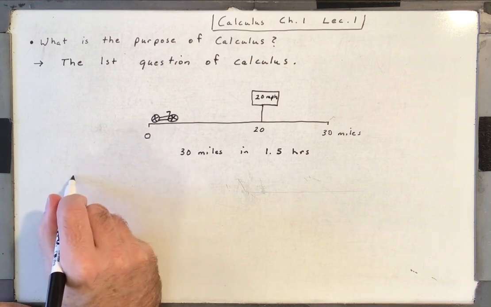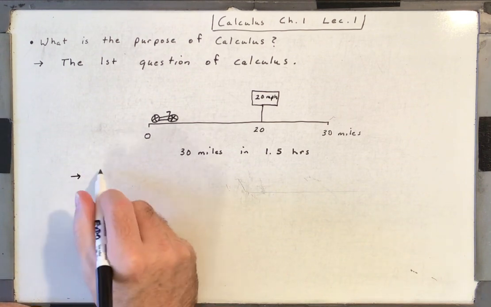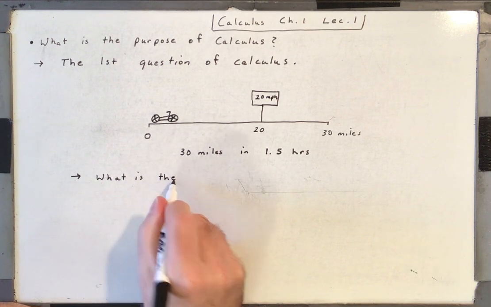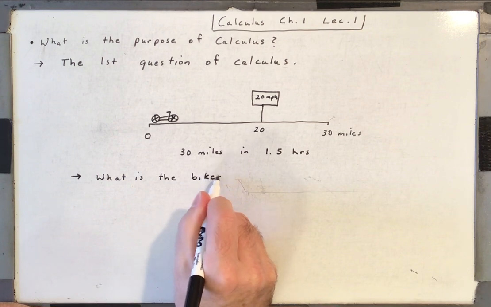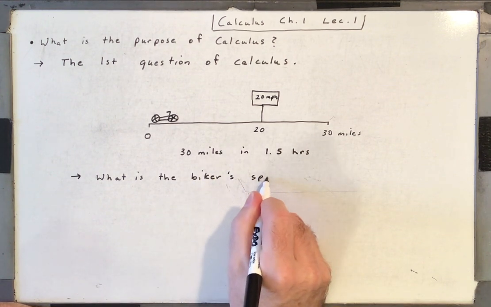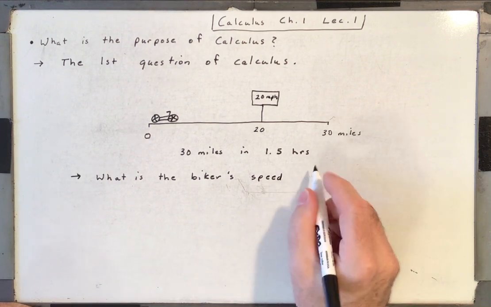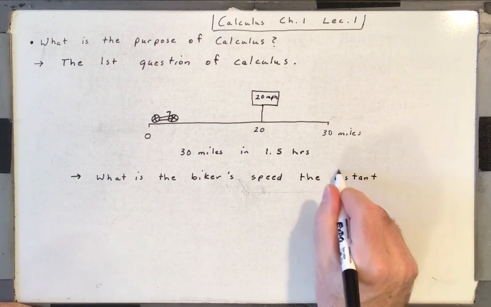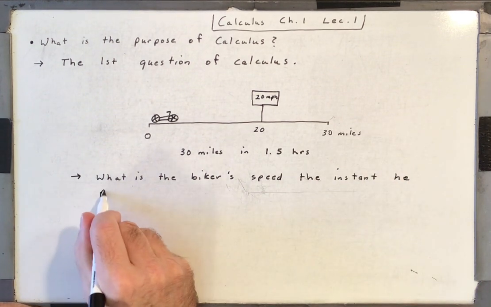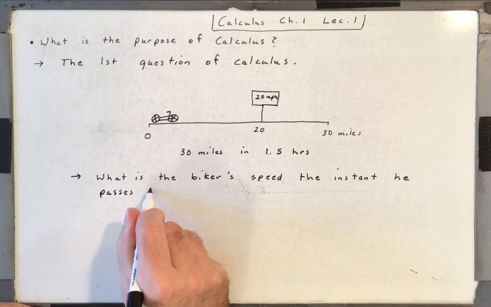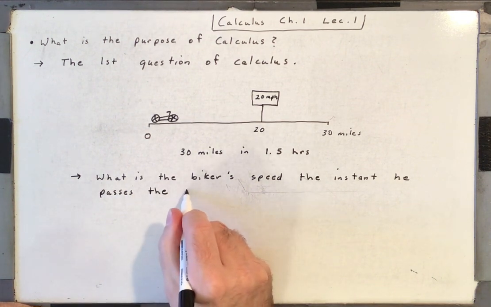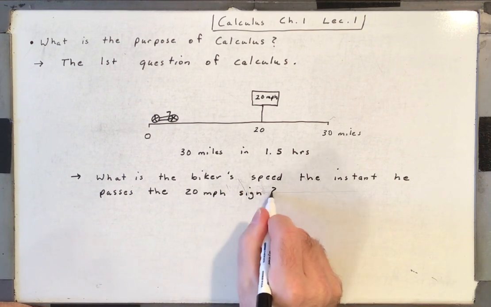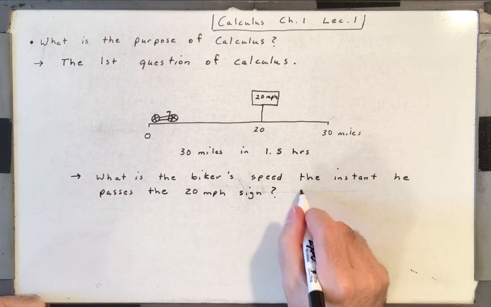All right. So the first question is, what is the biker's speed the instant he passes the 20 mile per hour sign? All right, did he break the law?